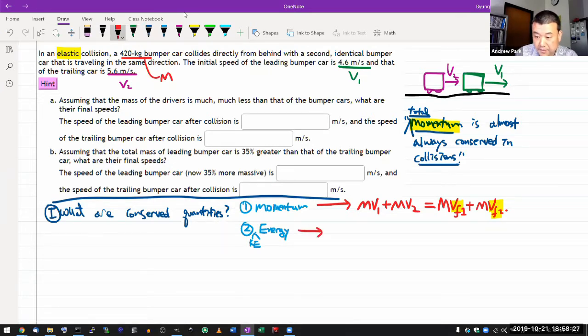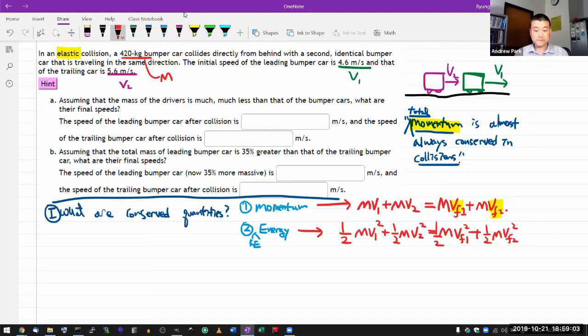Writing this out, we have 1/2 M V1 squared plus 1/2 M V2 squared is equal to 1/2 M V final 1 squared plus 1/2 M V final 2 squared. And you just have to work through the algebra.